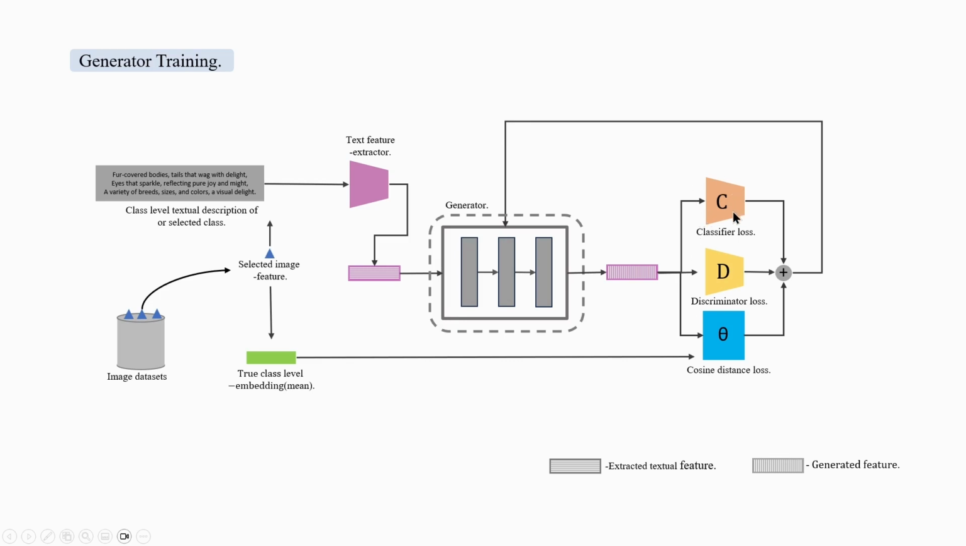A classifier must make sure that generated features are the same class as the input feature. The discriminator makes sure the generator generates features similar to the original input feature. And the cosine distance makes sure the generated features are closer to the true class-level embedding of the particular class.